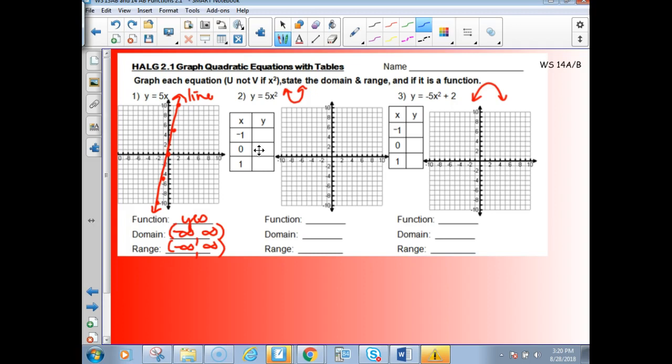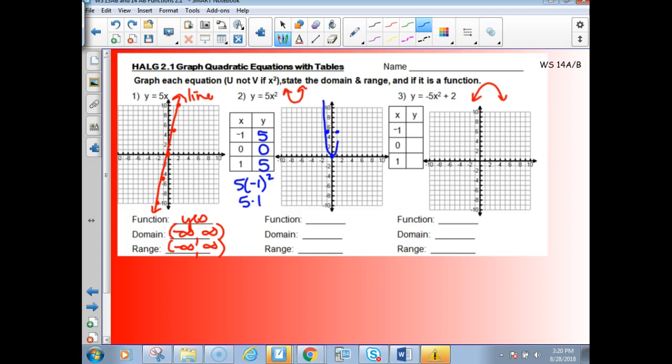The second one, they're suggesting we do a t-chart. Okay, probably can't fit many more. I can't fit too big of numbers in there because I got to multiply the results by 5. So let's just use these values. If I put in -1, 5 times -1 quantity squared, you have to square the -1 first. That would be 5 times 1, so you get 5. If you put in 0, you get 0. And if you put in 1, you get 5.